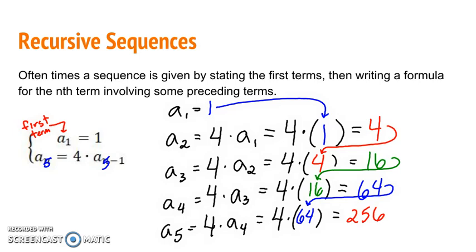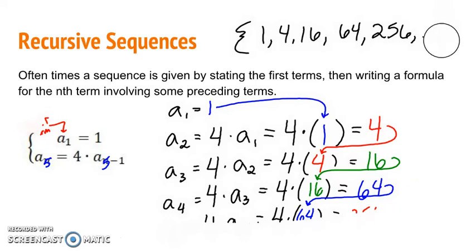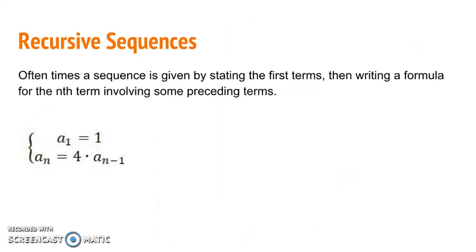The way you would want to write your final answer is in braces, just like we did with the sequences on the last one. I'm just going to list: first term was 1, second term was 4, third term was 16, fourth term was 64, fifth term was 256. And since this technically goes on, we put our 3 dots, or ellipsis, at the end of that. So that's a recursive sequence. We're going to work through a couple other examples, so hopefully you get these down.